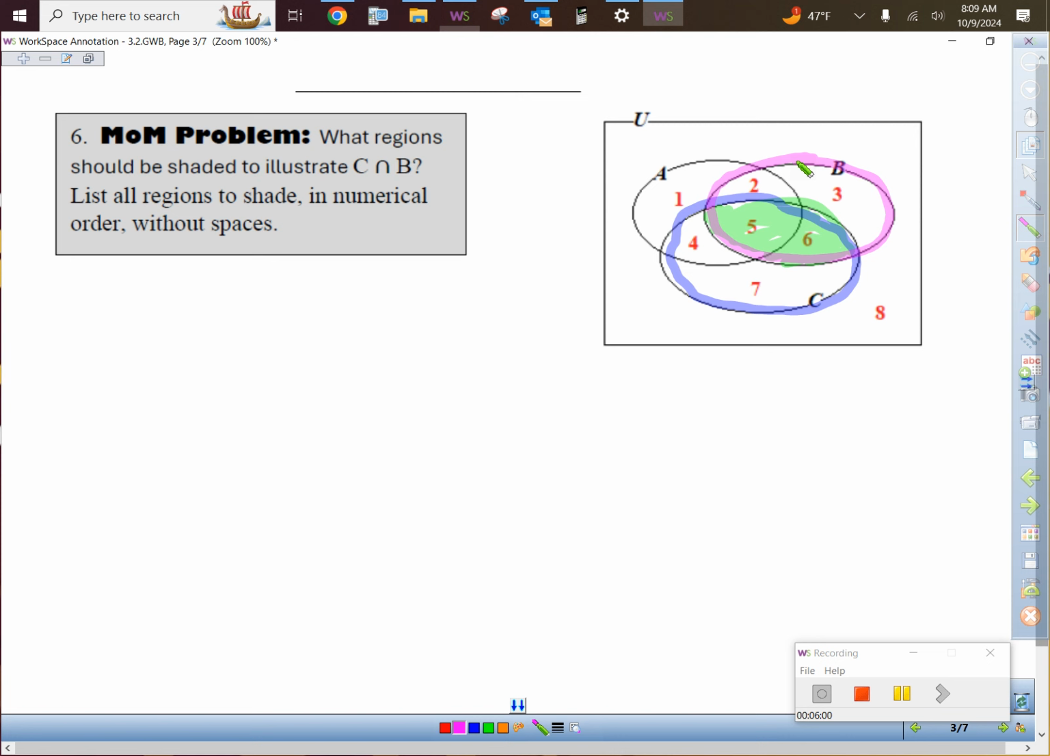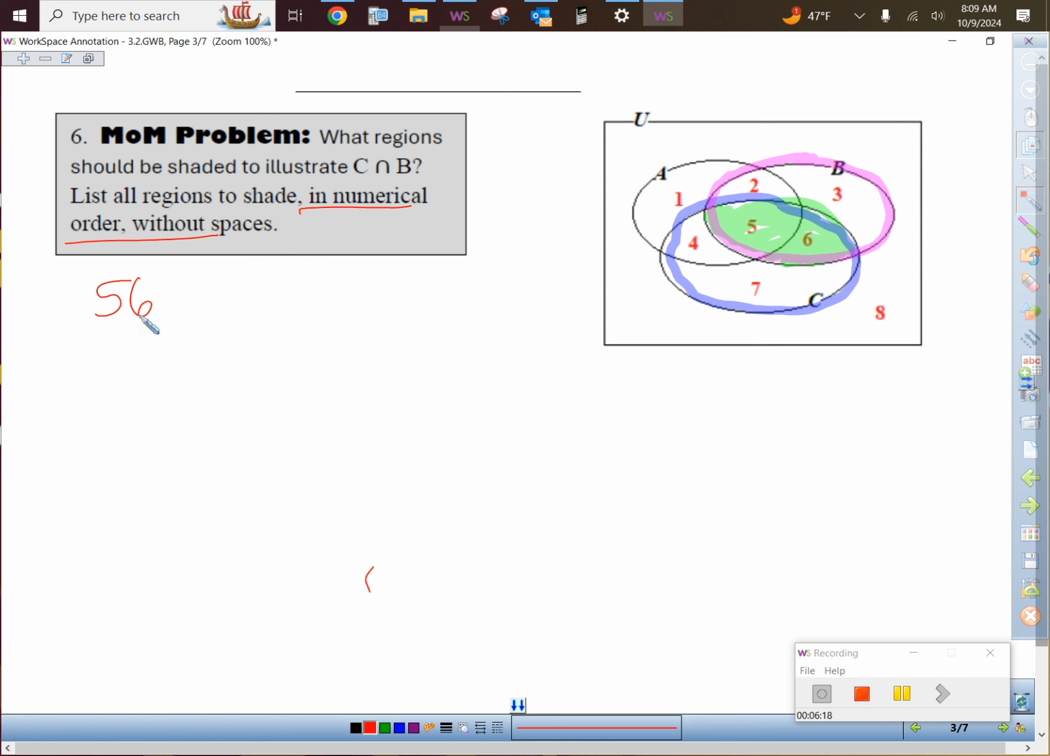So on My Open Math, they just have you list the numbers, and it'll tell you in the instructions, list them in numerical order without spaces or commas. So who's the smallest number? 5 and then 6. So you'd literally just type in 56. 5 and 6. Are we okay with that?